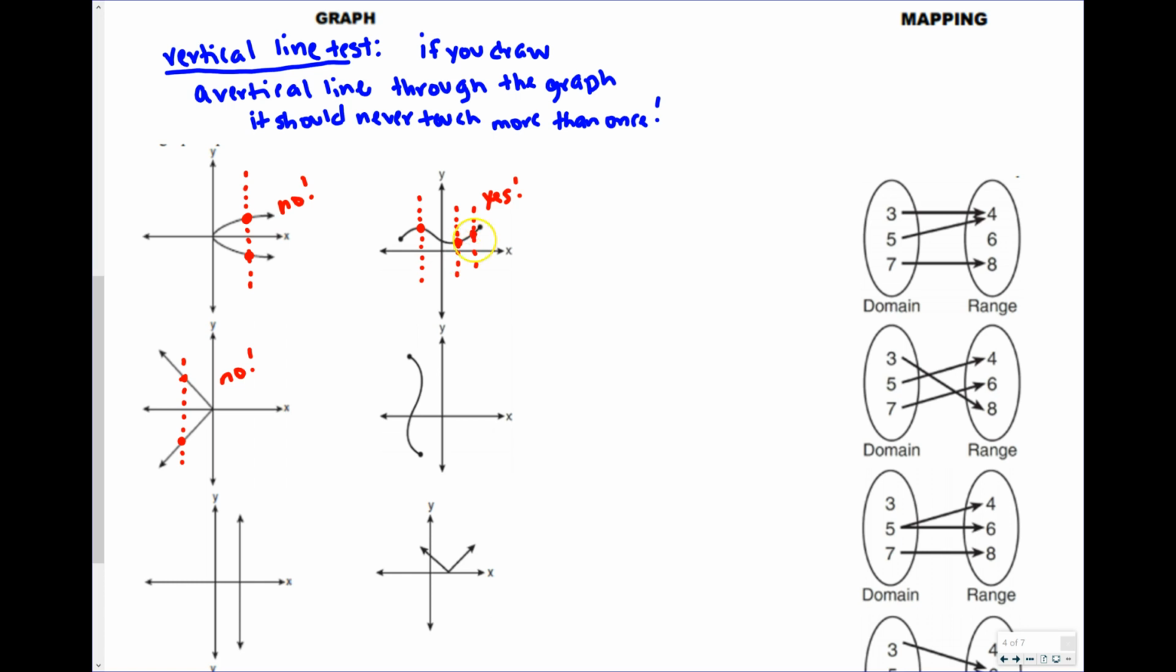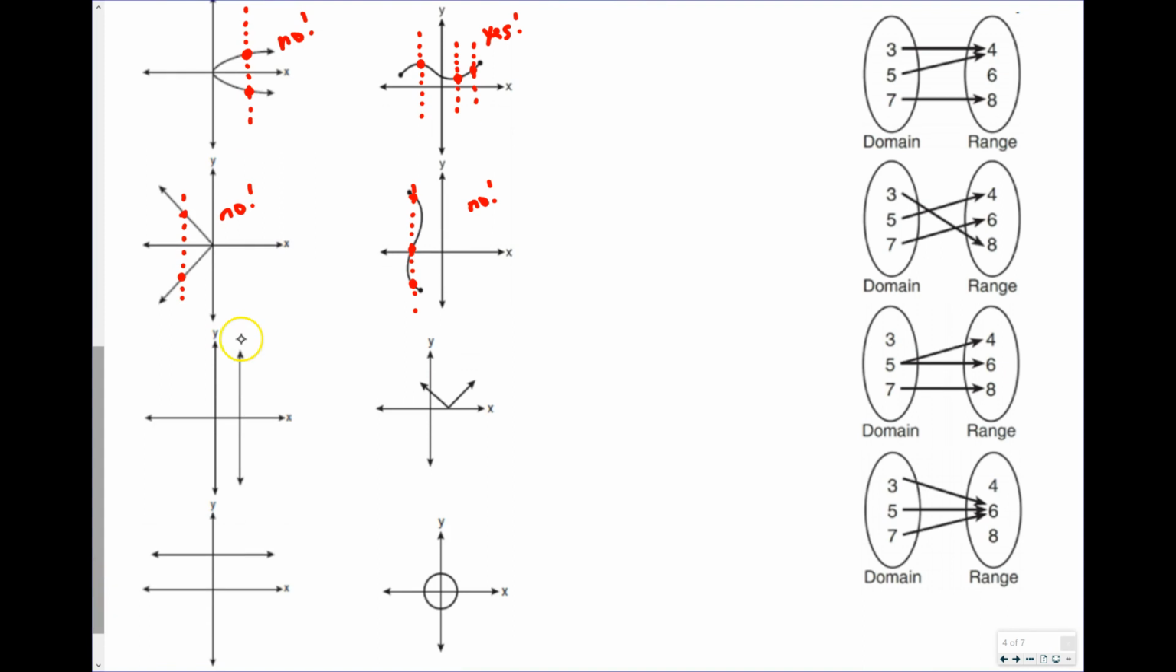I'm just testing it multiple times to make sure. This guy here is tricky. I have to be sure I draw my vertical line that's actually touching it 1, 2, 3 times, so it's definitely not a function. This dude is already its own vertical line, and I'm touching that all the time, so that's definitely not a function. Vertical lines are never functions.